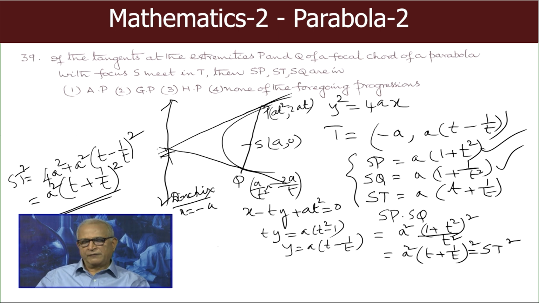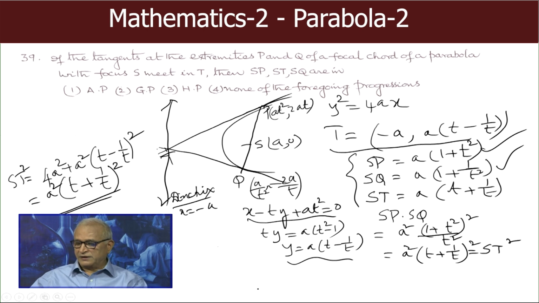These two are immediate. For ST, I took T first because T is the point where the tangent lines drawn to the parabola at perpendicular meet each other. They must meet on the directrix, whose x coordinate is minus a. So the x coordinate of T is minus a. The y coordinate is obtained by replacing x by minus a in the equation of the tangent. The equation of the tangent at P is x minus ty plus at square equal to 0. And you replace x by minus a, you can calculate y, and y is a into t minus 1 by t. So this is T. And your ST square is a square into t plus 1 by t whole square using the distance formula, and therefore ST is a into t plus 1 by t.